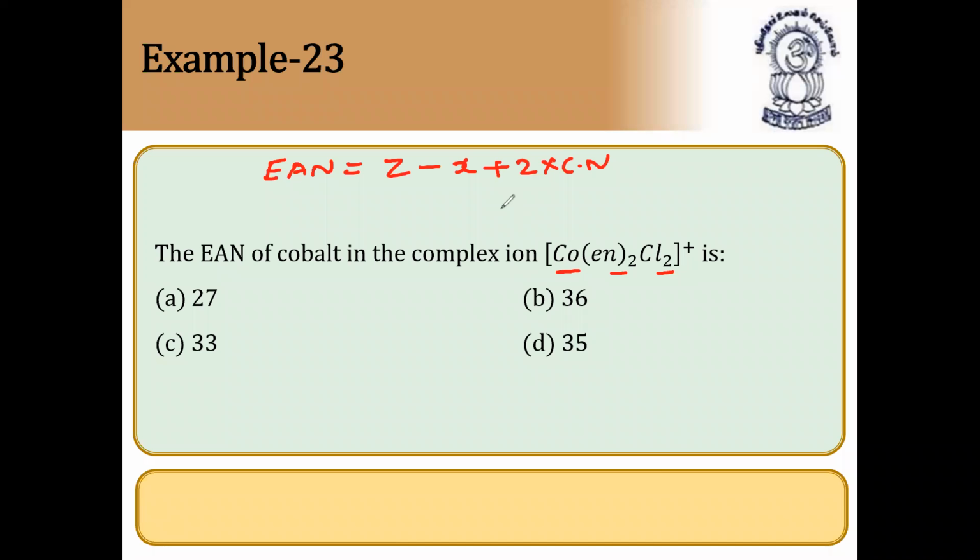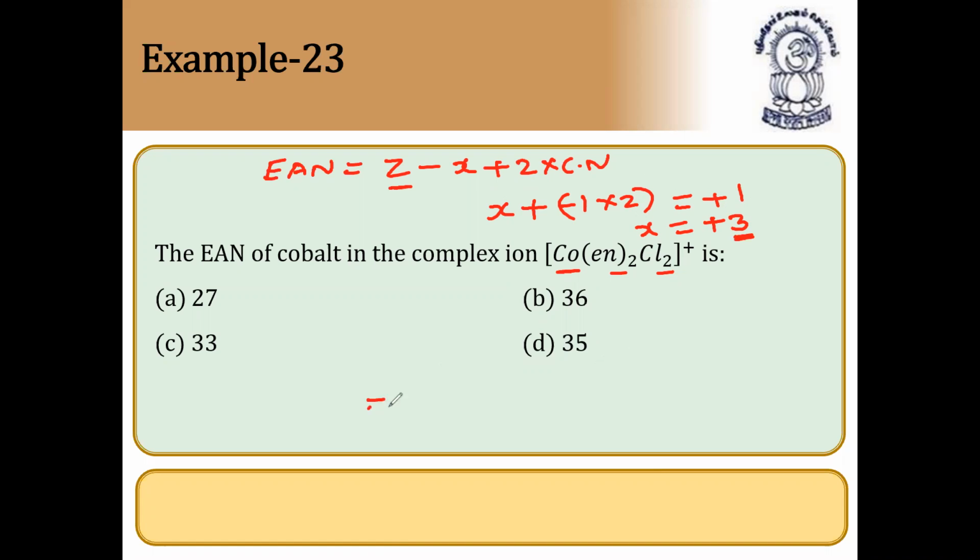So let us take the oxidation state of cobalt as X, plus en is 0, because it is a neutral ligand, plus -1 into 2, as 2 chlorines are there. The sum of all the oxidation states is equal to the charge. So the total charge is equal to +1. So X should be +3. X should be how much? It is +3.